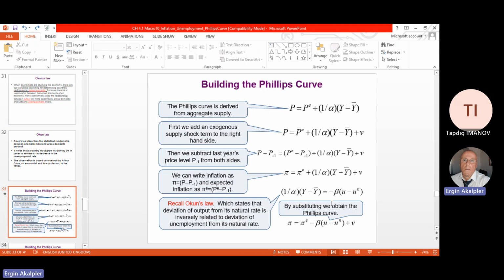When we add the exogenous supply shock to this equation, we will have V at the end of this equation. Then, by adding this supply shock, we can easily determine how it affects and changes the economy, because, as I mentioned to you, output is very important for estimating unemployment, and output is also an important parameter for estimating the performance of the economy.